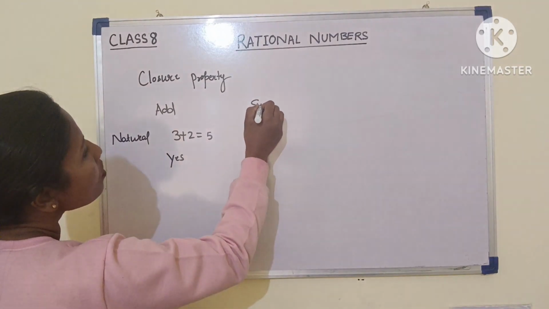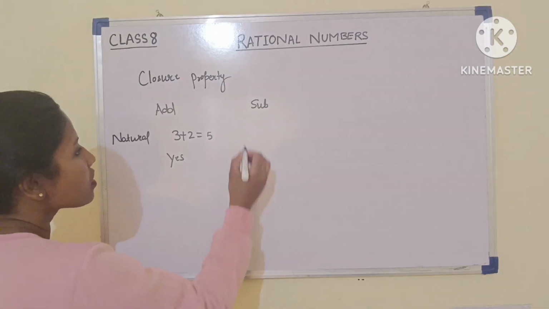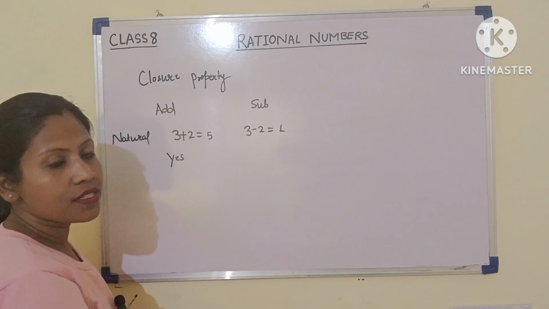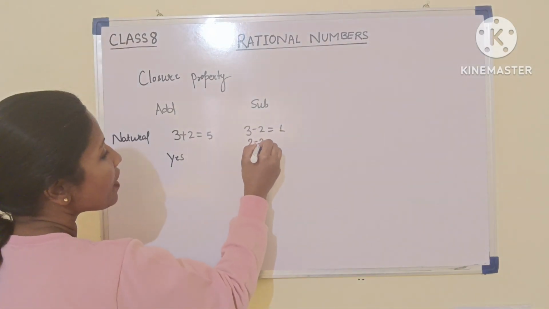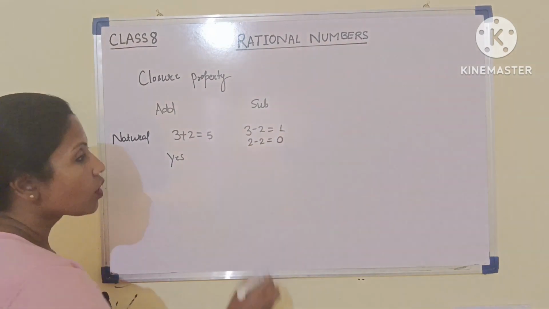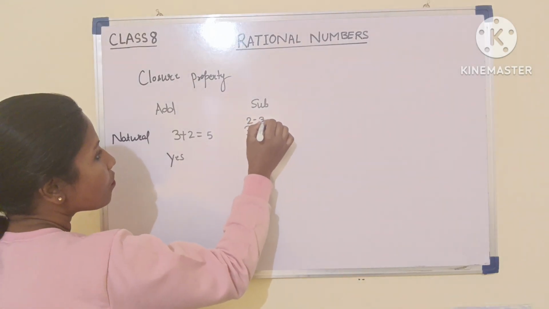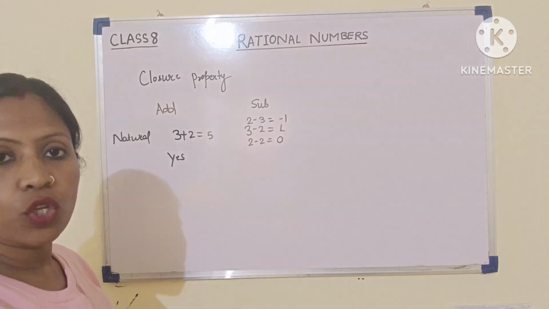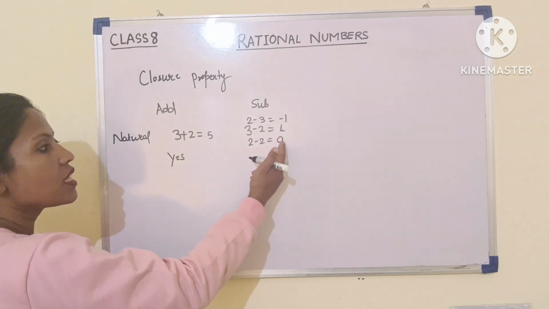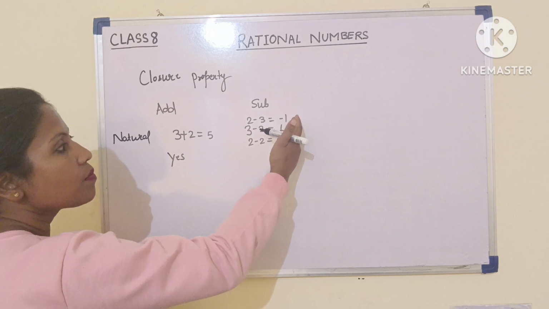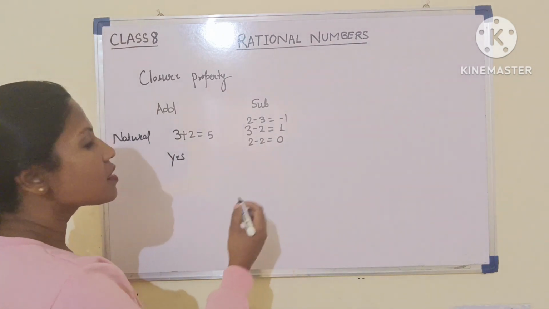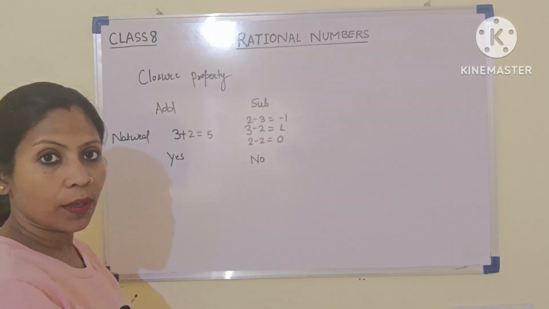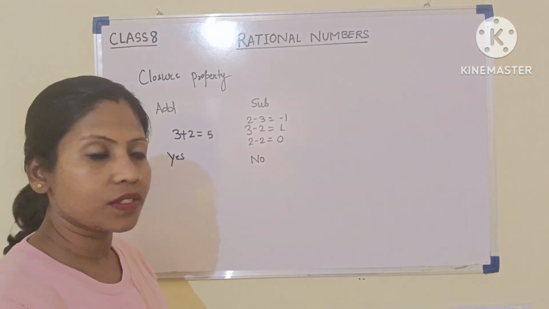Then talk about subtraction. Let's take 3 minus 2. This is 1. Let's take other examples. 2 minus 2 is 0. 2 minus 3 is minus 1. So if we are subtracting two natural numbers, sometimes the result is a whole number, sometimes a natural number, sometimes an integer. So this rule is not followed by subtraction.